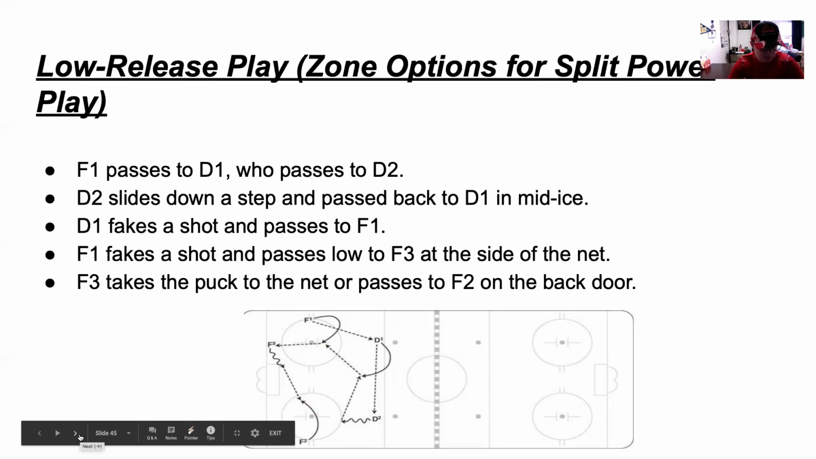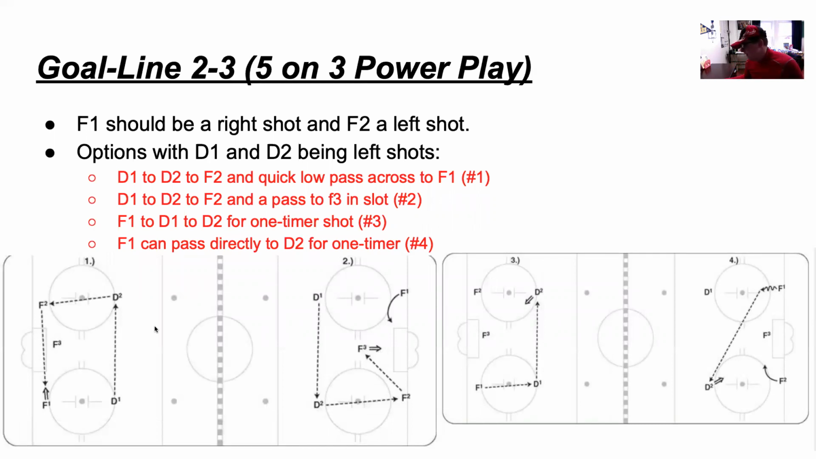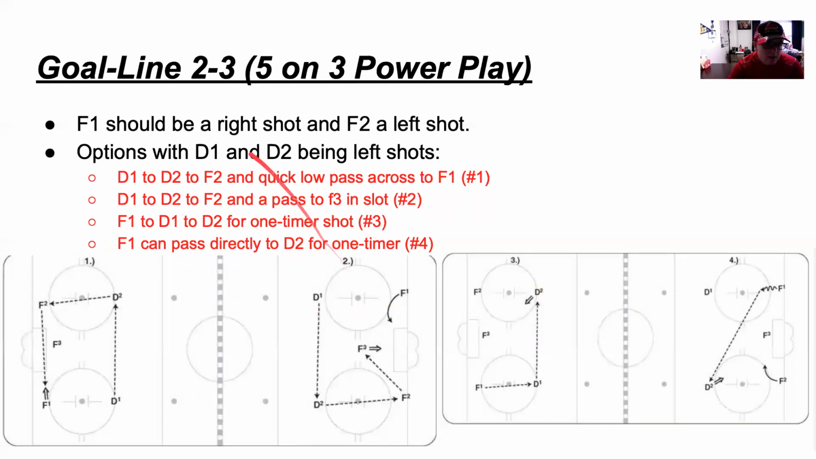And then we have the goal line 2-3, which is a 5-on-3 power play. So a 5-on-3 is obviously when we have a two-man advantage, you know. So as we look here, we have two options, okay? Well, we have four, excuse me. So F1 should be on a right shot, and F2 should be a left shot. So options with D1 and D2 being left shots, okay?